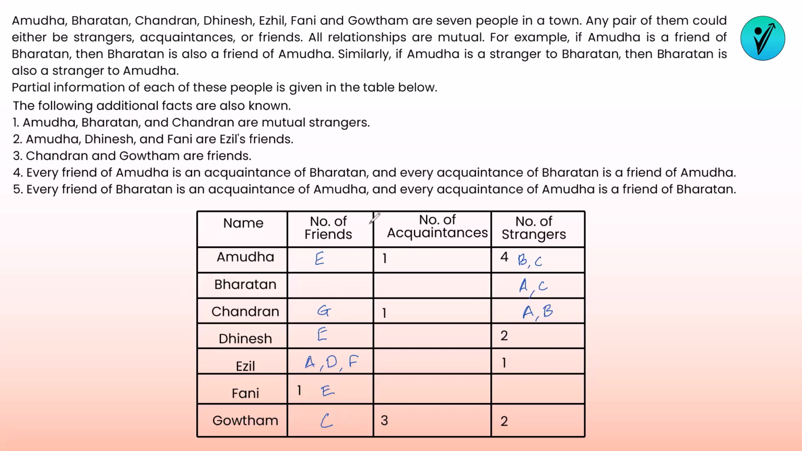Is there anything that we can try and gauge from this information, or can we add on to the table, or can we decide that one particular box is completely filled up? For sure, we know that F has one friend who is E, so there cannot be any more additions over here, which means I can simply mark this as a checklist. This is complete.